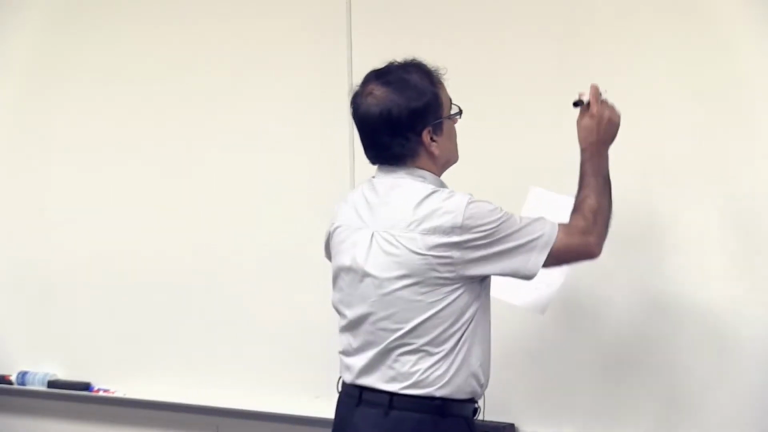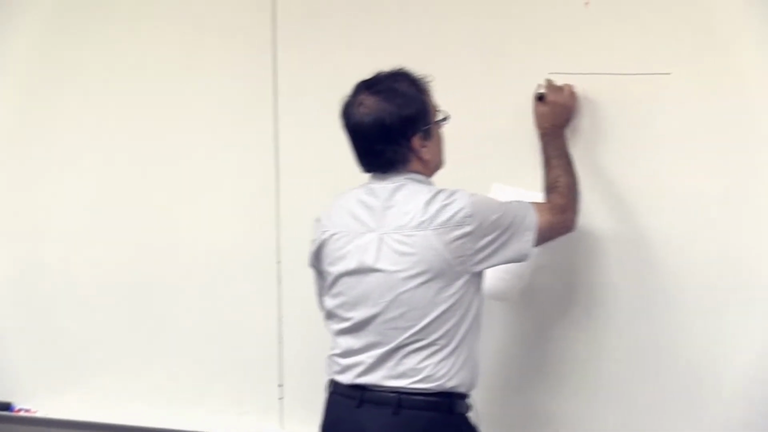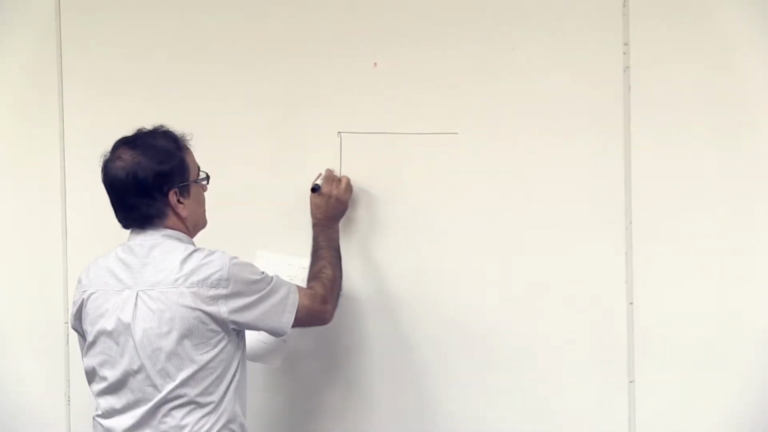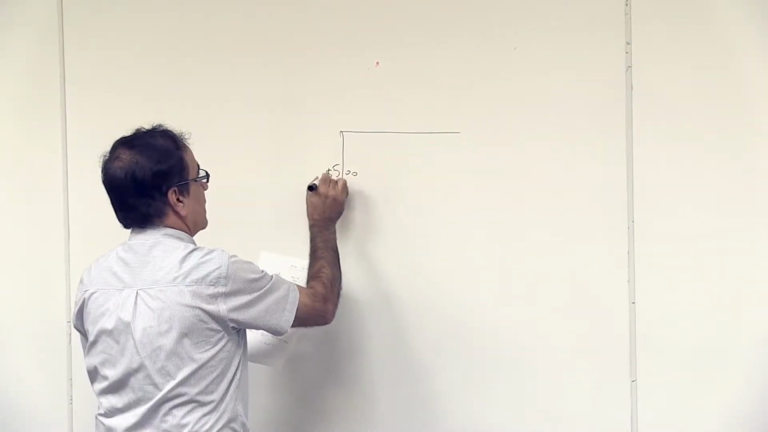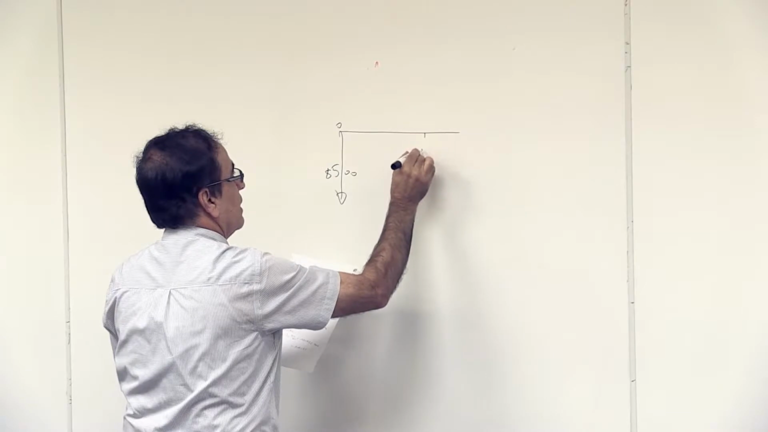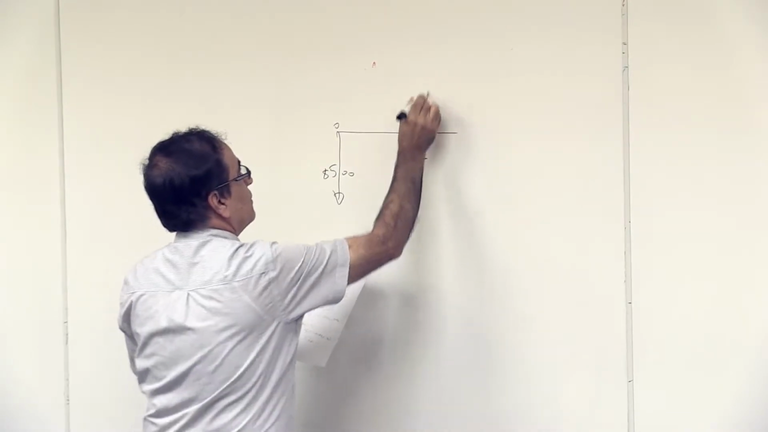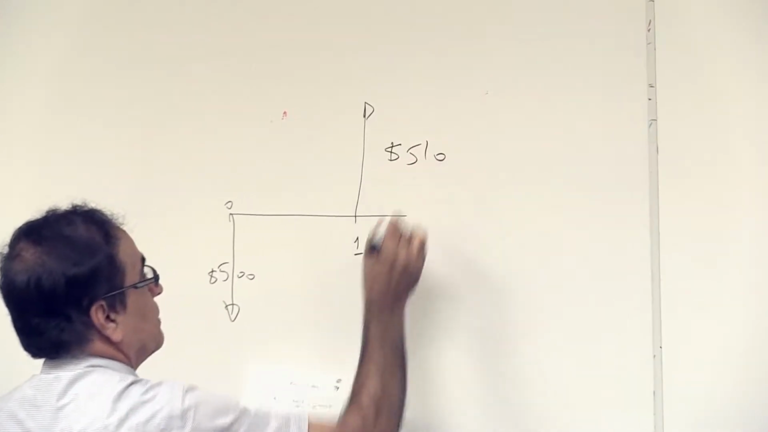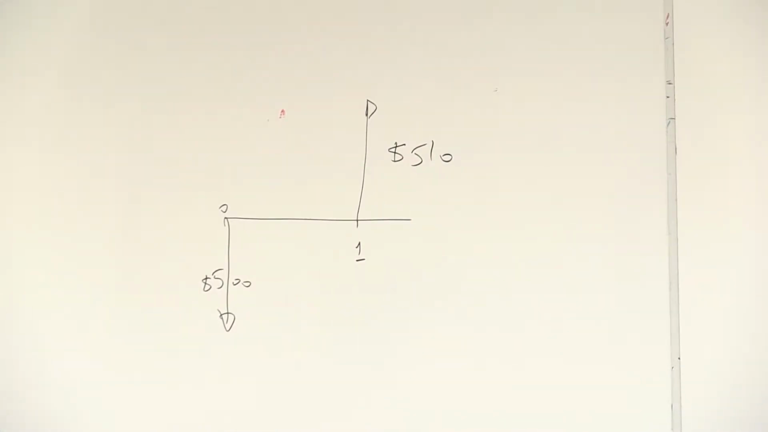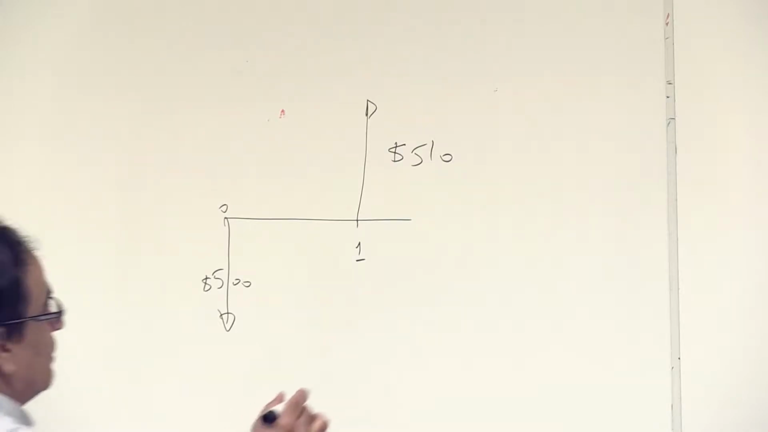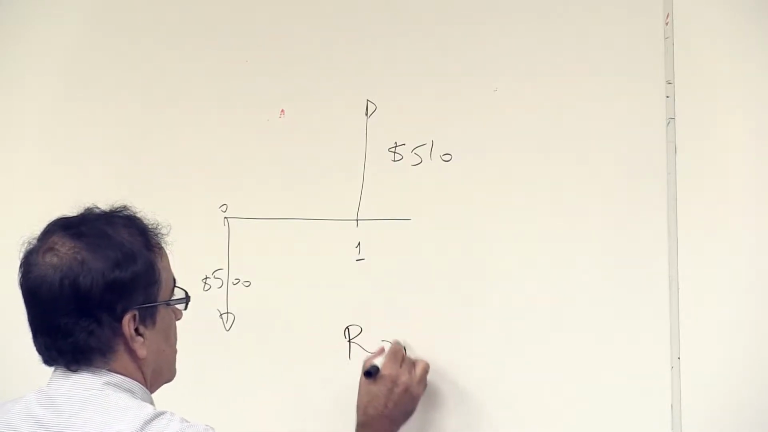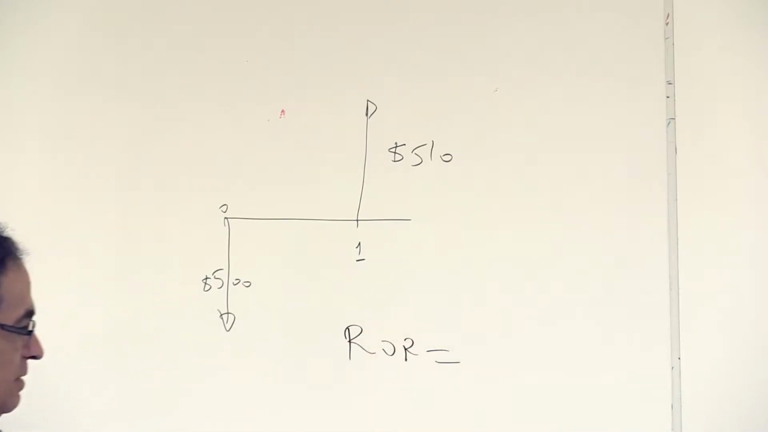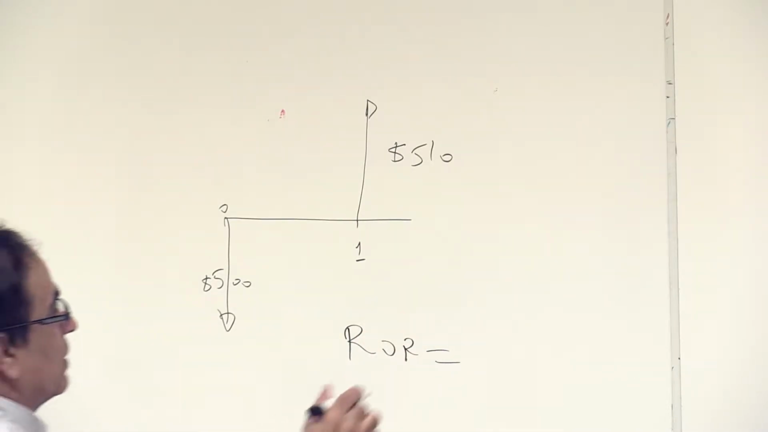Suppose you deposit $500 in your account at time 0, and at the end of 1 year you withdraw $510. So it's a very simple example. Actually, we discussed it at the beginning of this course. In order to find the rate of return, we call this one ROR. It's basically how much interest you receive within 1 year divided by your principal, times 100.